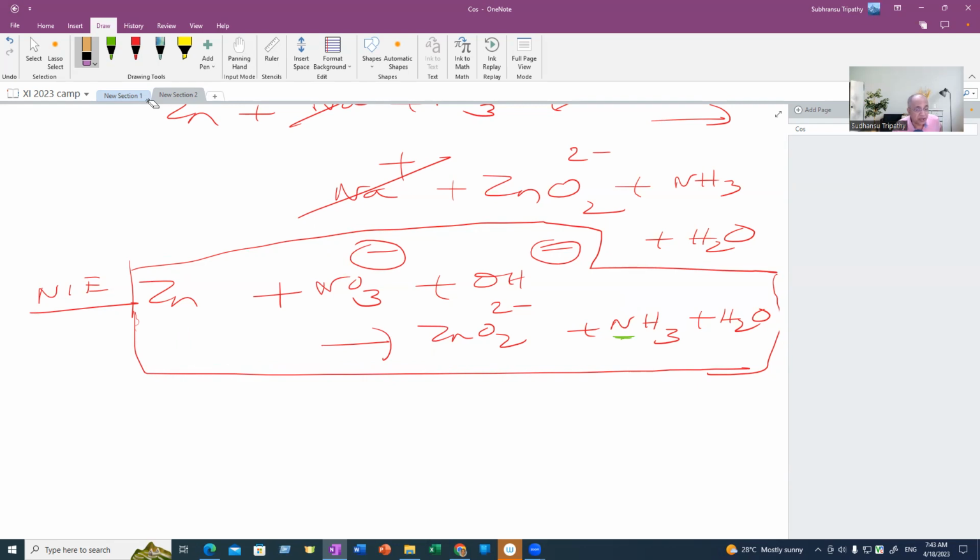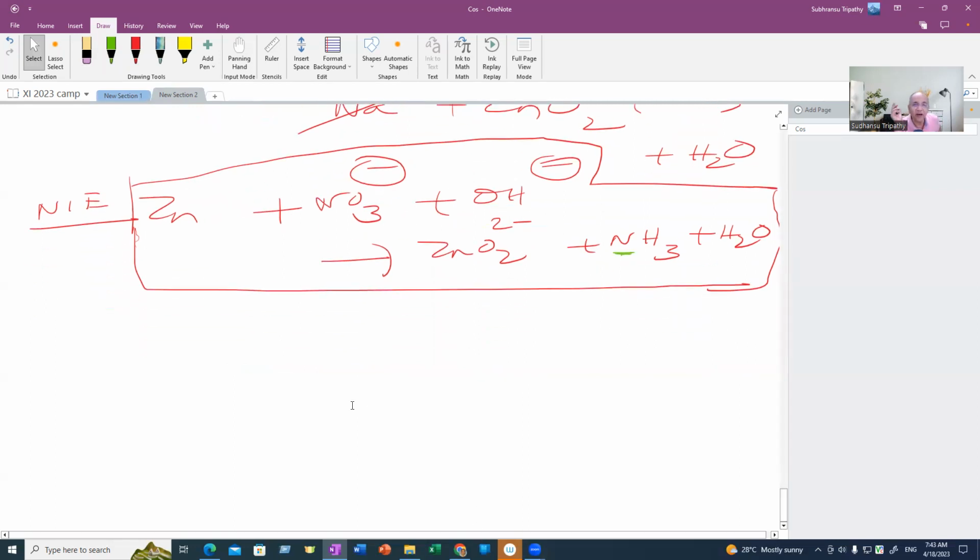So zinc has been oxidized to zincate ion. Nitrate ion has been reduced to ammonia gas. Here, if you are a lay ordinary student, I would say addition of oxygen has happened. Zinc and oxygen meet, so it is oxidation. And in NO3, loss of oxygen and addition of nitrogen has happened, so it is reduction. But we are defining everything in terms of electron loss and gain, or increase and decrease of oxidation number.